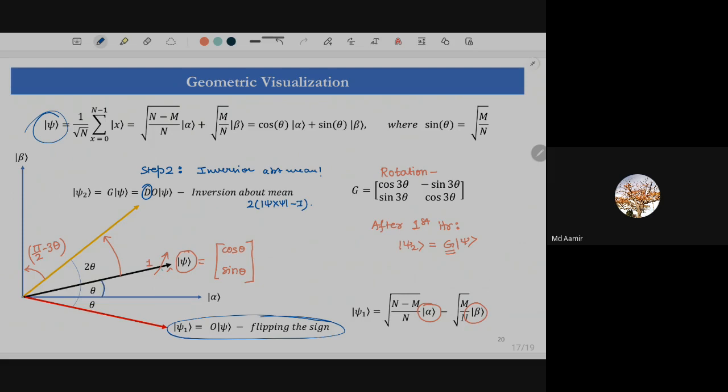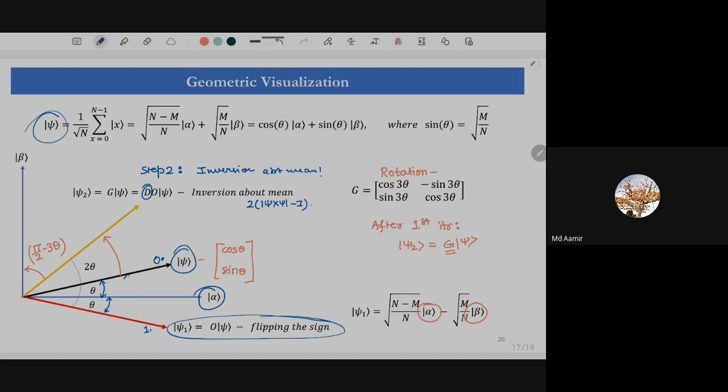So earlier we have this theta angle, and then we did the flipping of the sign. Then we came here. So this will be our first step. Sorry, this one is our zero step. This one was our first step. And then we'll do the flipping about this mean. So this one is zero steps, so the mean. So earlier we flipped around this axis, but now we'll flip around this, sorry, psi.